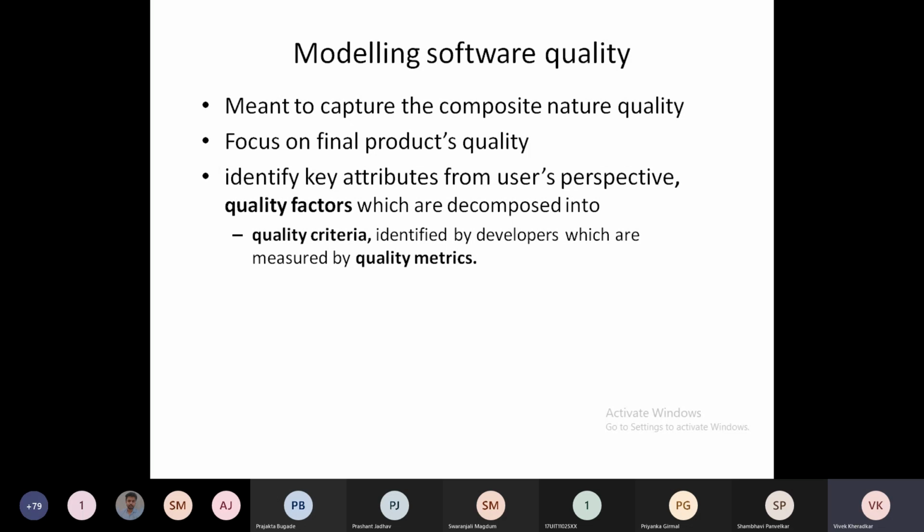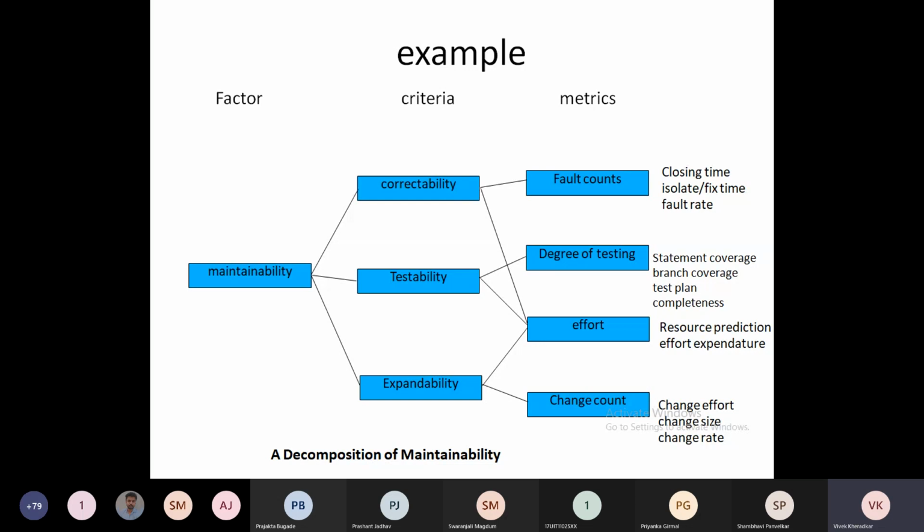Okay, so this is actually the decomposition approach. One example of this: suppose a key factor of quality is maintainability. If you want to measure maintainability, then this is a key factor which you want to measure, one of the key factors of your quality.